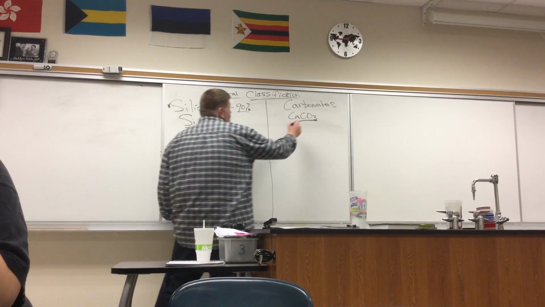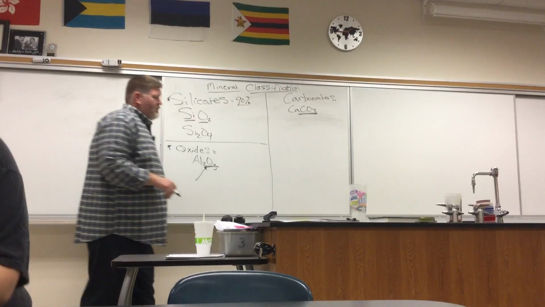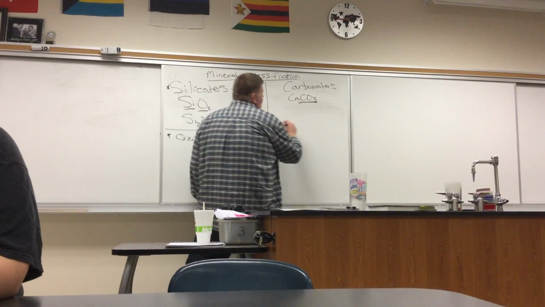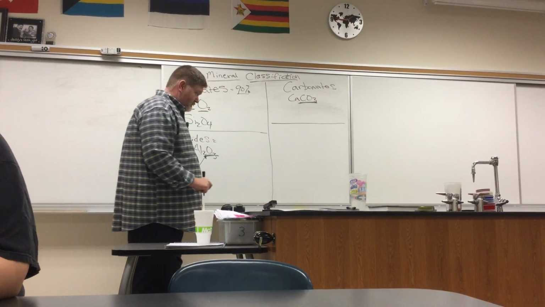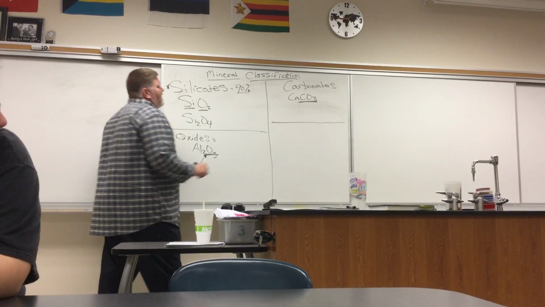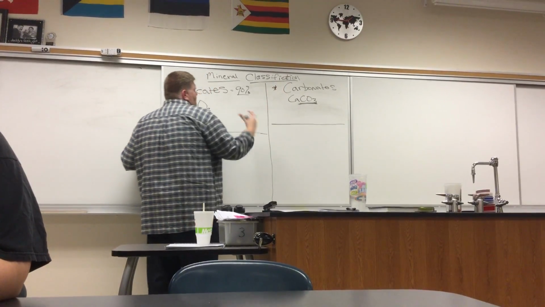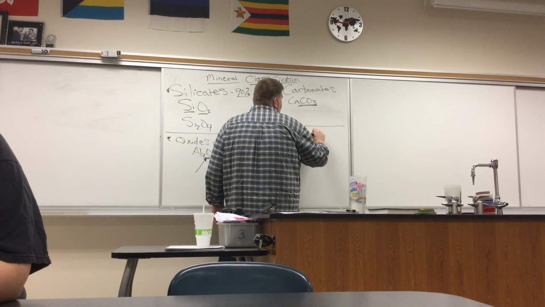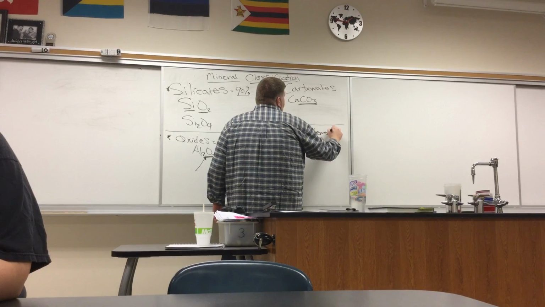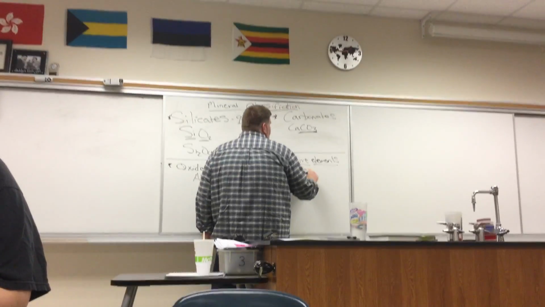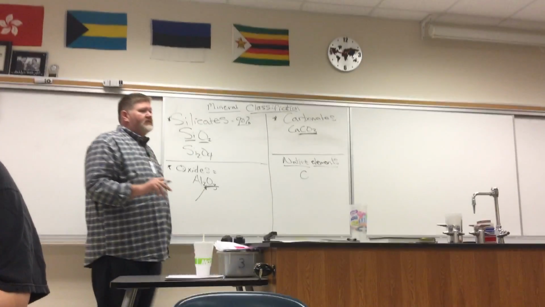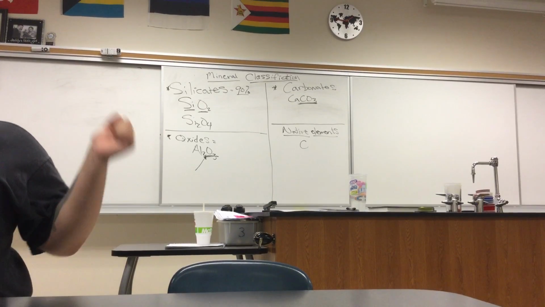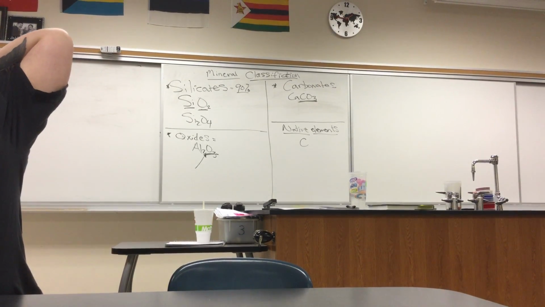So you have carbonates. Carbonate ends in CO3. If it ends in CO3, it belongs to the carbonate group. So you have silicates, you have oxides, you have carbonates. The next category of classification is native elements. Native elements are made up of one and only one mineral. Their entire chemical composition is one mineral. It's the native element.